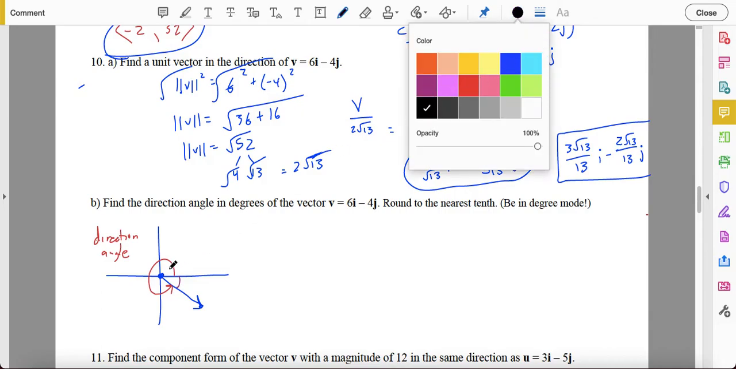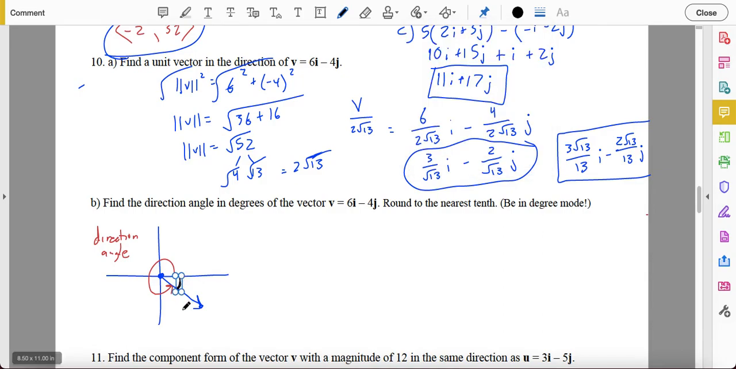Let's choose black. If we find this black angle, we know the red angle, because to find the red angle we would just subtract this from 360, since the red plus the black is that. So we can find that black marked angle, that reference angle, by just knowing our sides, which we already know are 6 and negative 4. Again, I don't have to worry about them being negative because I want the reference angle, not the actual angle, as if we define it from the positive x-axis.